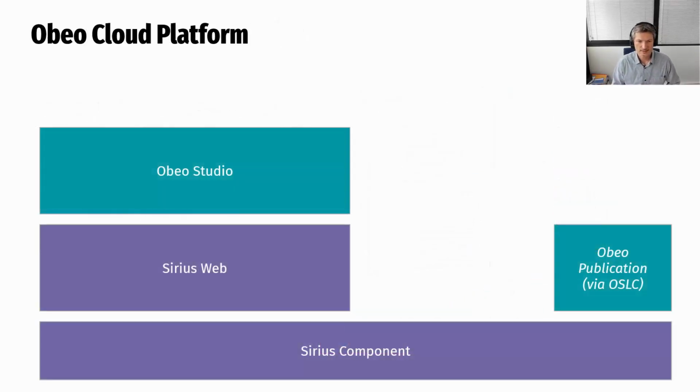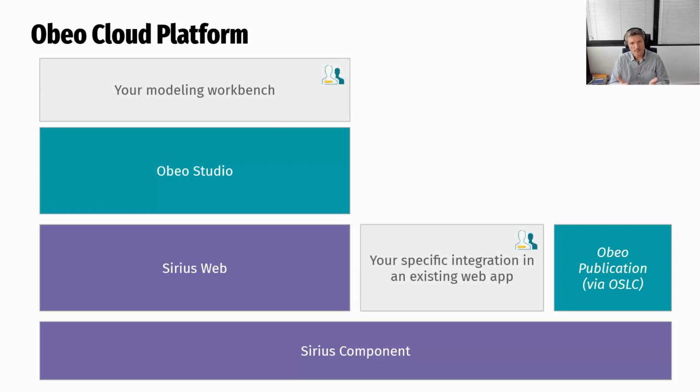All of this is integrated inside a general platform named Obeo Cloud Platform. So you have Sirius Web as a central piece of this architecture. Sirius Web is based on reusable components. And on top of Sirius Web, you have Obeo Studio, which is an enterprise-ready solution which provides exclusive features for team working, to also manage authorization and other features. And so the goal is that you can create your modeling workbench on top of Obeo Studio.